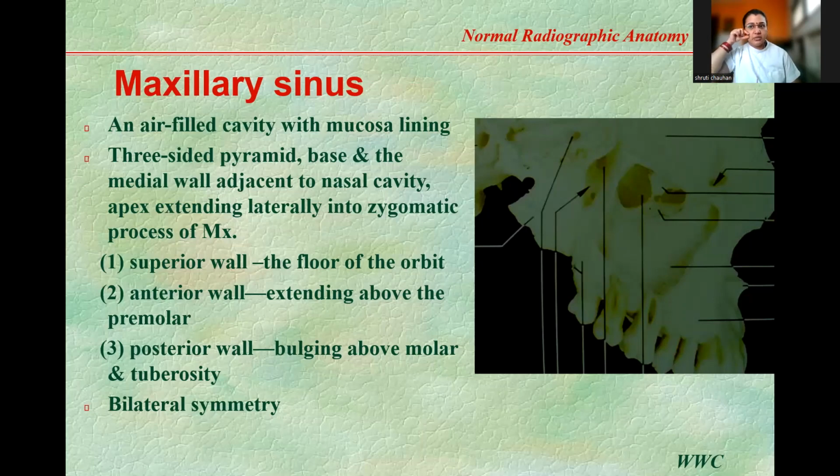So the apex is here and the triangle is like here. So the base and the medial wall is adjacent to the nasal cavity, forms the sides. What are the sides? The superior wall is the floor of the orbit. Okay, the floor of the orbit is the superior wall. The anterior wall extends above the premolar, and the posterior wall is bulging above the molars and the tuberosity. Okay, this is important. You need to learn this. The superior wall is the floor of the orbit. Anteriorly is the premolar, and posteriorly it extends till your molars and the tuberosity region. Okay, another thing to note over here is that it is bilaterally symmetrical. Okay, exactly left and right are similar.